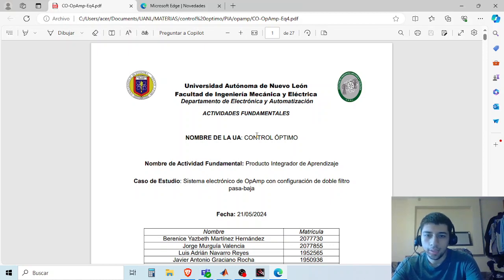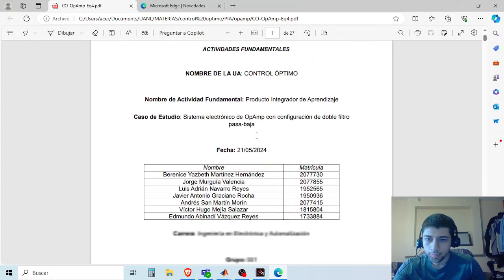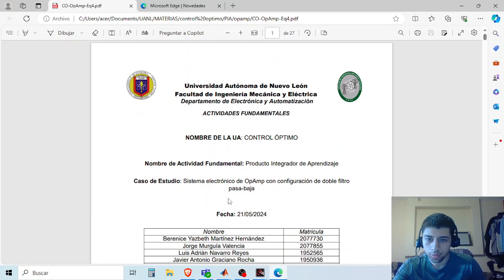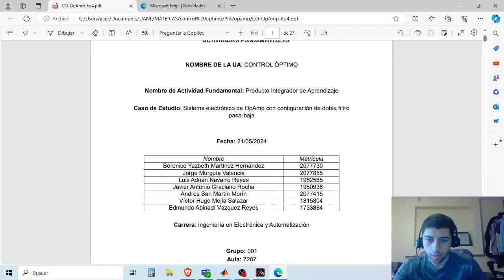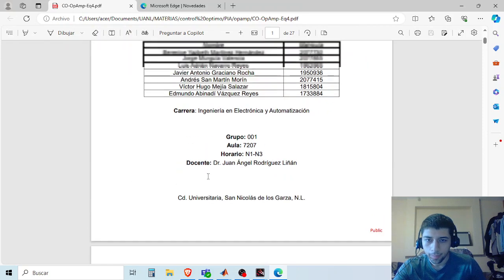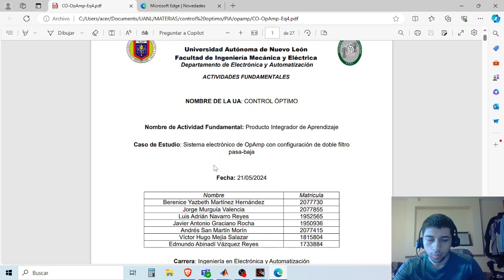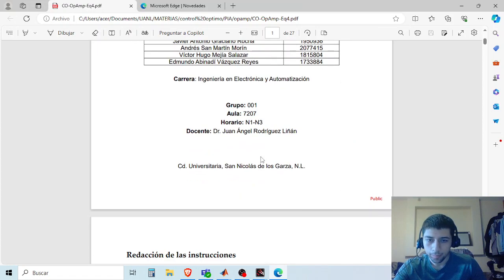Hi, today I'm gonna present our final project for the optimal control course in our school. So we are team 4, and the project consists of creating a control law following the optimal control techniques and applying this law in some system.